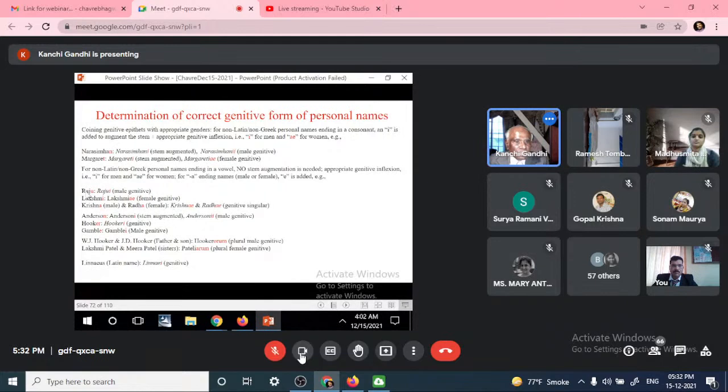If we take the Indian name Raju, ending, the u is a vowel. So you need not extend the stem. You merely add i to make it male genitive, Raju-i. The Indian name Lakshmi, ending with a vowel. So you don't need any i addition. You merely add ae to make it female genitive, Lakshmi-ae. Krishna, even though it's a male name, is ending with a. There is Radha, ending with a. Whether it is a male or a female, as long as the name is ending with a, we merely add ae to make it genitive. It may be masculine or it may be feminine.